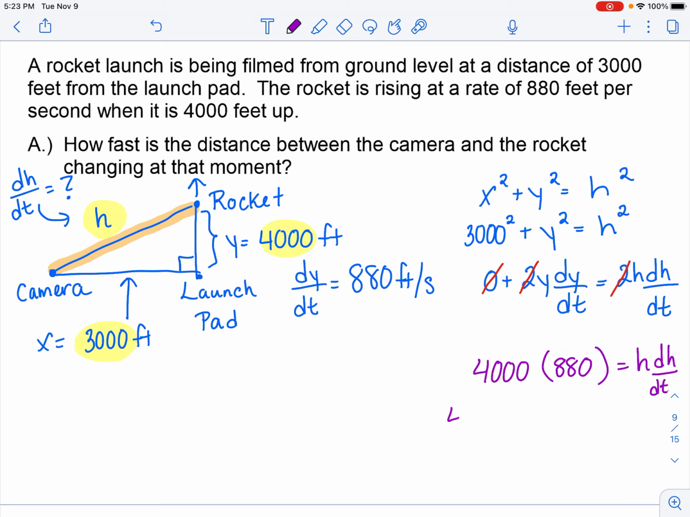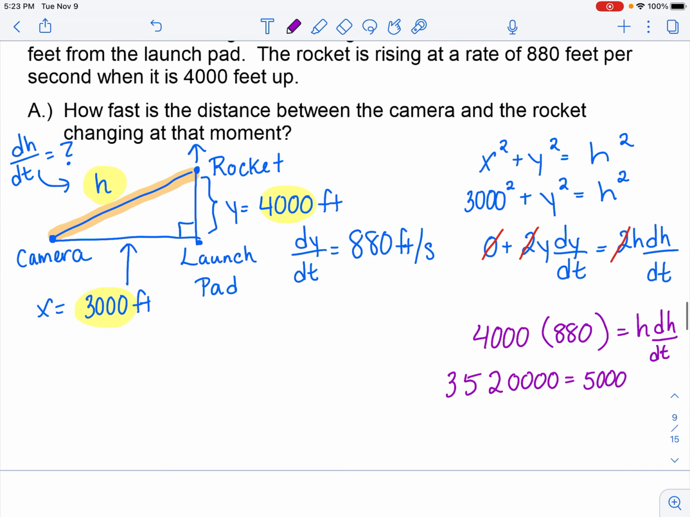Actually, let's figure out what this number is. 4,000 times 880. Calculator time. 4,000 times 880 is 352 and then 4 zeros. And then the h is going to be 5,000. And then we're going to have dh/dt, which is what we're solving for.